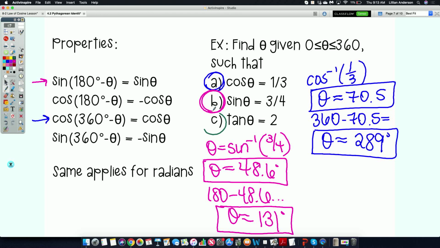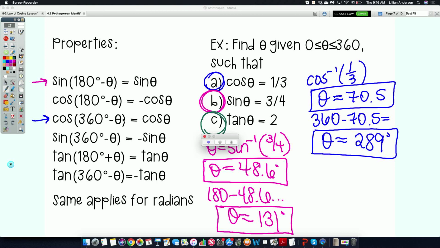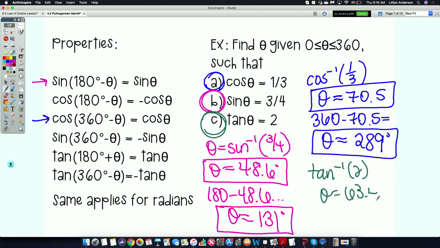Tangent works the same way. Tangent is positive in which quadrants, though? 1 and 3. Okay, so what's the tangent inverse of 2? 63.4. Okay, so tangent is positive in the first quadrant and in the third quadrant, so that means we want to add 180 to this, and so then when I add 180 to that angle that's already sitting in my calculator, what do I get? 243. So that'd be 243.